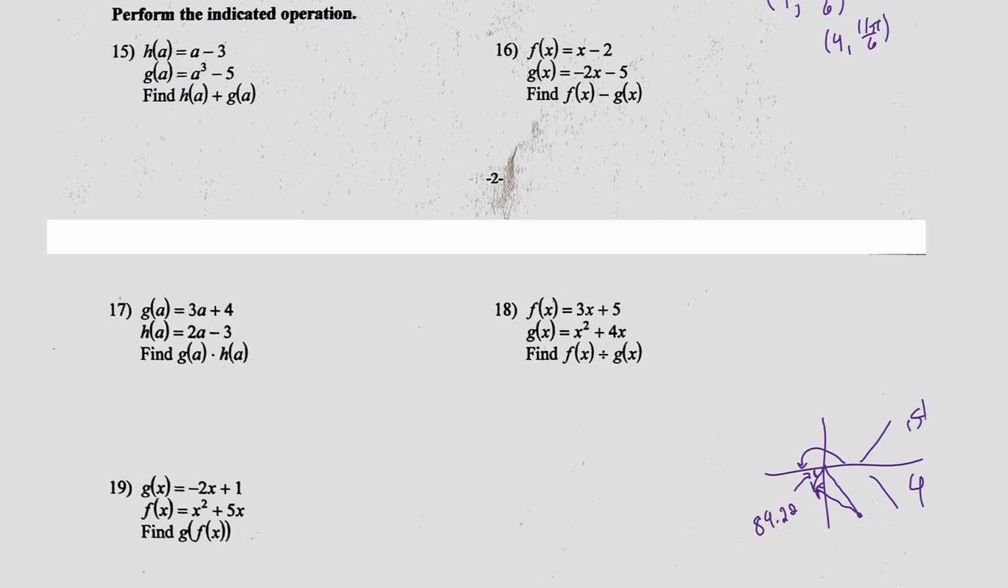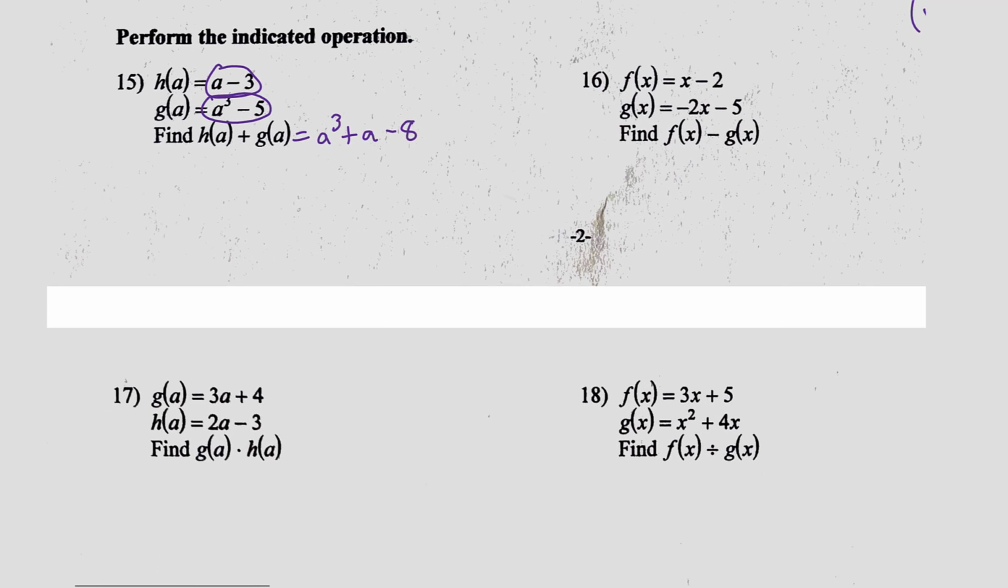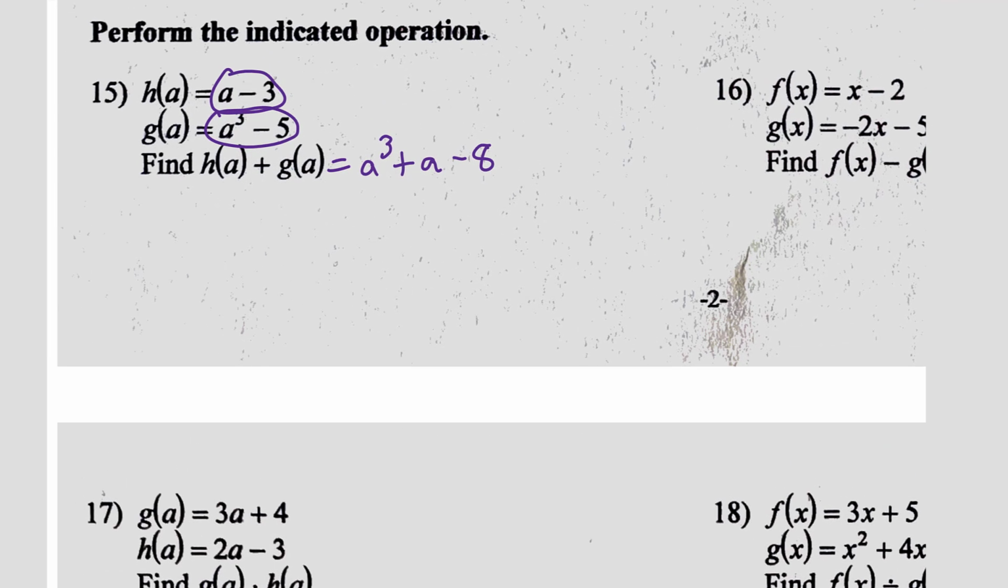Like if I want to do h of a plus g of a, it's just saying take a minus 3 and a cubed minus 5, add those together, which means look for like terms. If there aren't any like terms, we would literally just put them next to each other. There are some like terms here. The minus 3 and the minus 5 can add together, but the a cubed and the a cannot. So our answer would be a cubed plus a minus 8. Easy peasy.